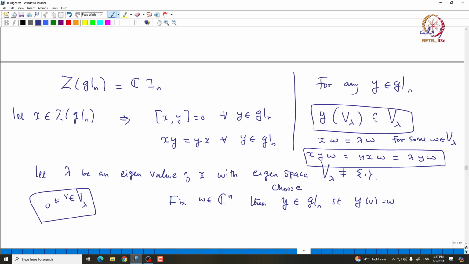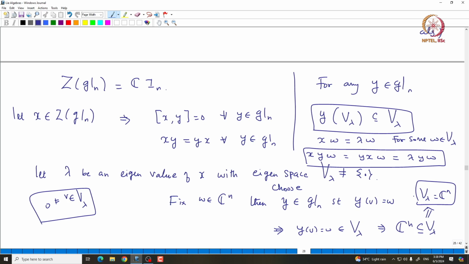So, now y of V lambda is a subspace of V lambda, that would imply immediately y of V, which is w, is inside V lambda. So, that will imply that the entire Cn, because it is acting on an n dimensional space, must be a subspace of V lambda. So, that will force V lambda to equal Cn.